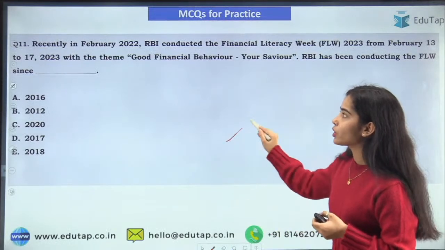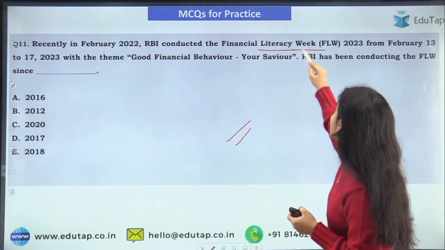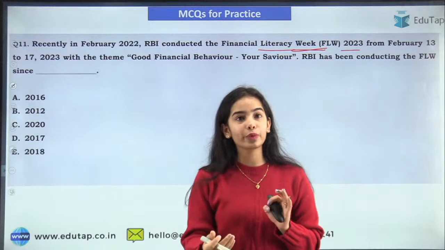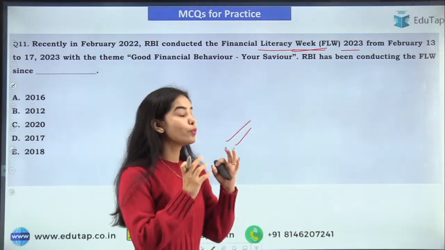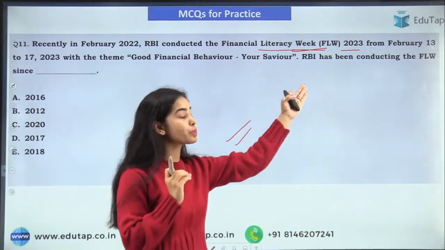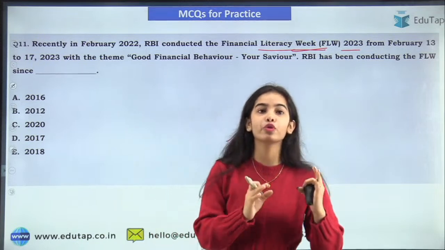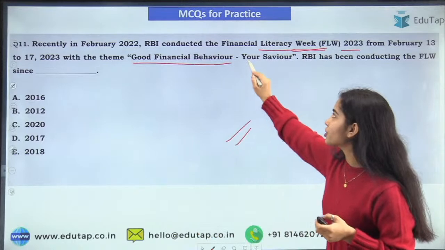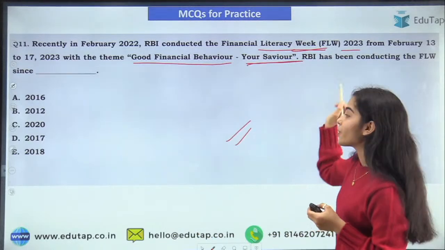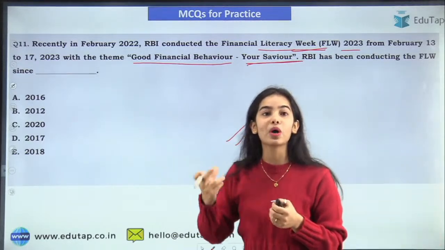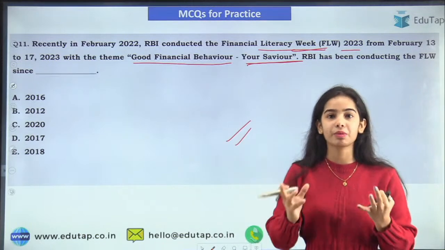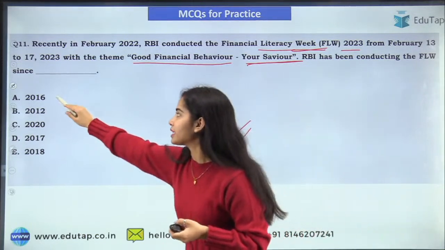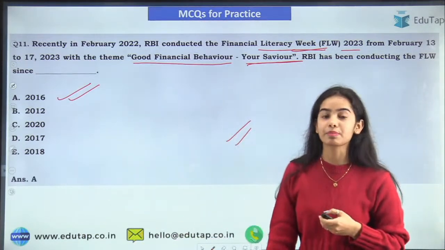Now coming to the next question. The Financial Literacy Week was held in February 2023, and you have to tell that RBI has been conducting the FLW since which year? Okay, so the theme for this year was Good Financial Behavior, Your Savior. Now you have to tell since when the FLW has been celebrated. So I'm getting the right answer, that is 2016. So this is absolutely correct.